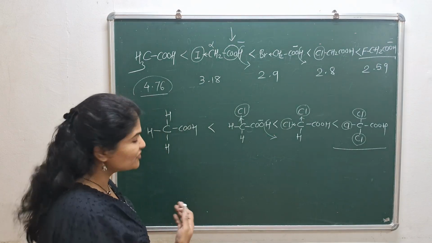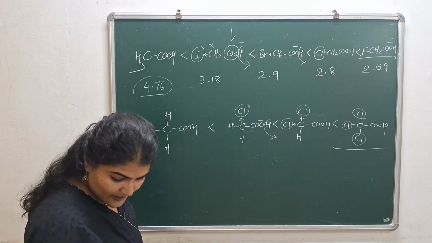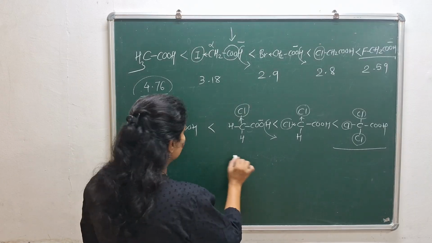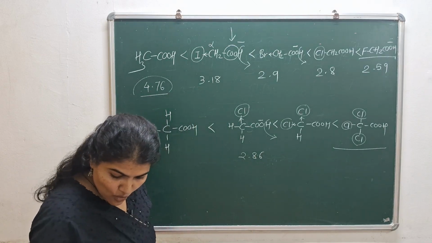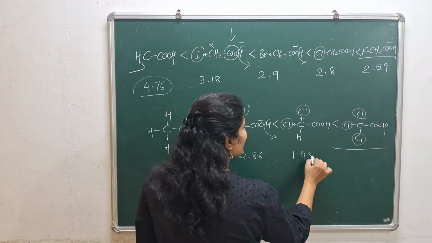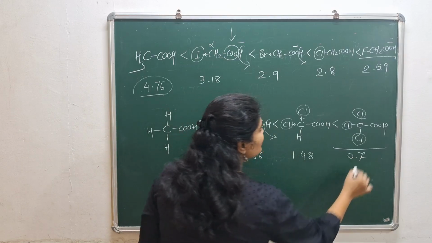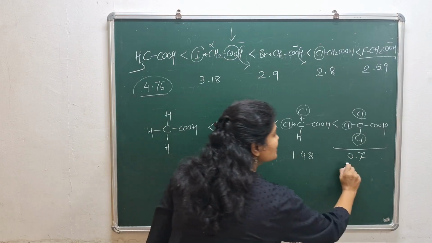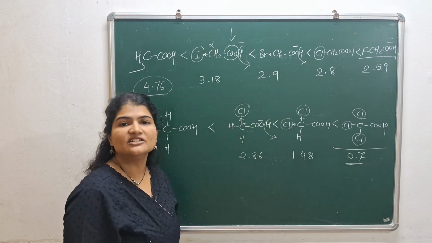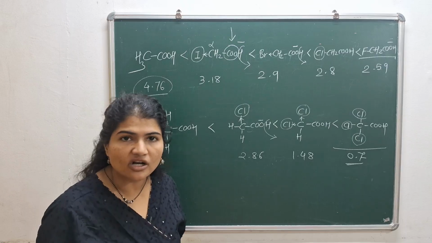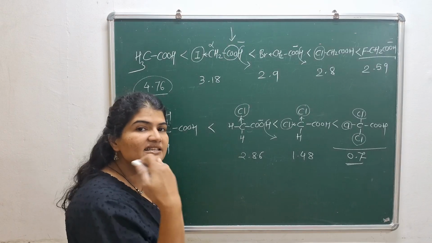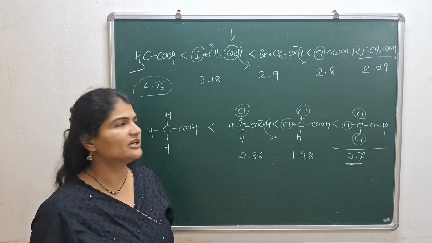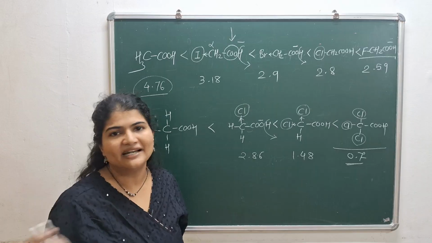You can see this from the values of pKa. The chloroacetic acid has a pKa of 2.86, dichloro 1.48 and trichloro 0.7. You can see the pKa is very small, so the acid is going to be very strong. So this is how we can interpret the case when the same halogen or the same group is repeated multiple times.